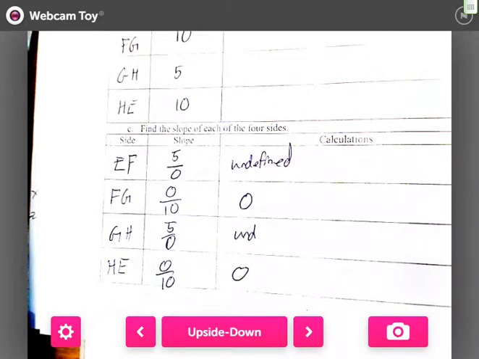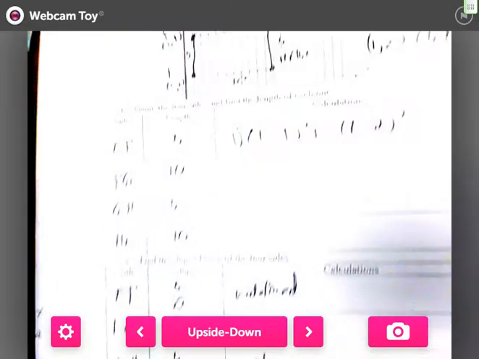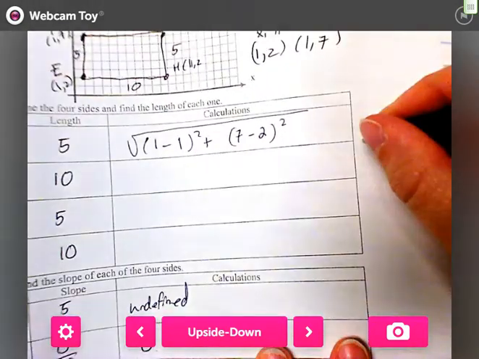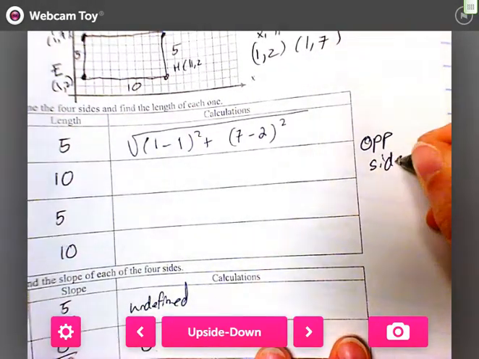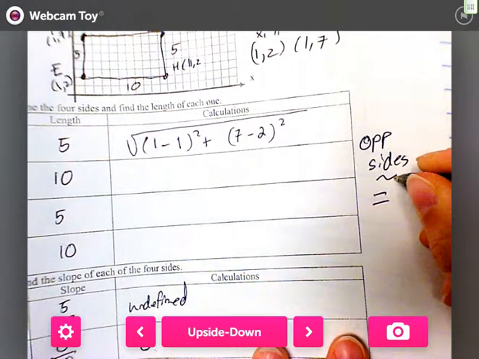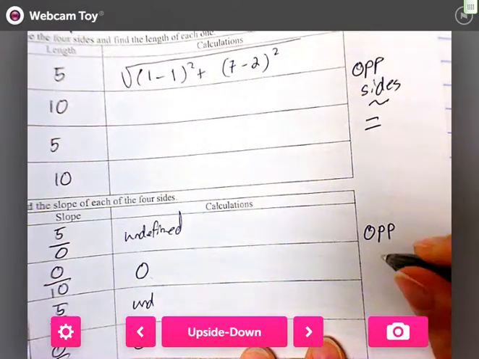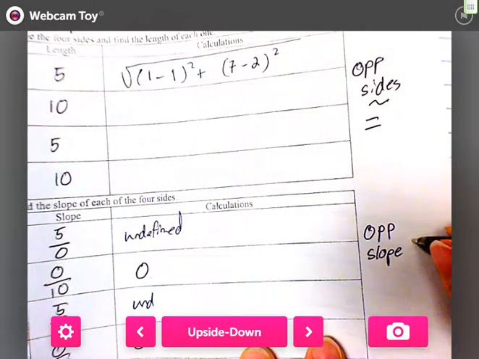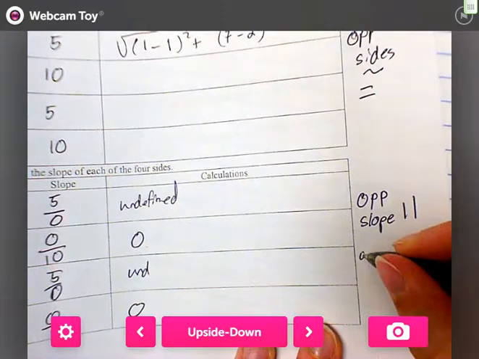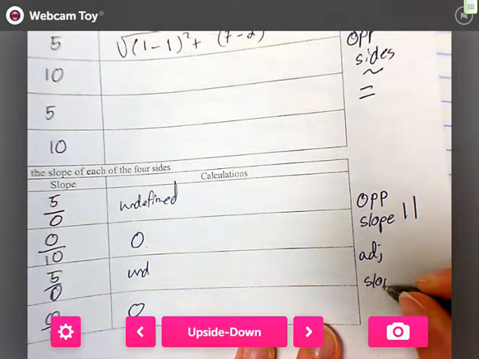This is 0 slope. Right? I'm not moving up at all. I can just scoot around. Okay? This is undefined. I can't climb this wall. But what's nice, 0 and undefined make what degrees? 90 degrees. They're perpendicular. So right here, before we move to the back page, opposite sides are congruent, right? Right here, opposite slopes are parallel, and adjacent slopes are perpendicular.